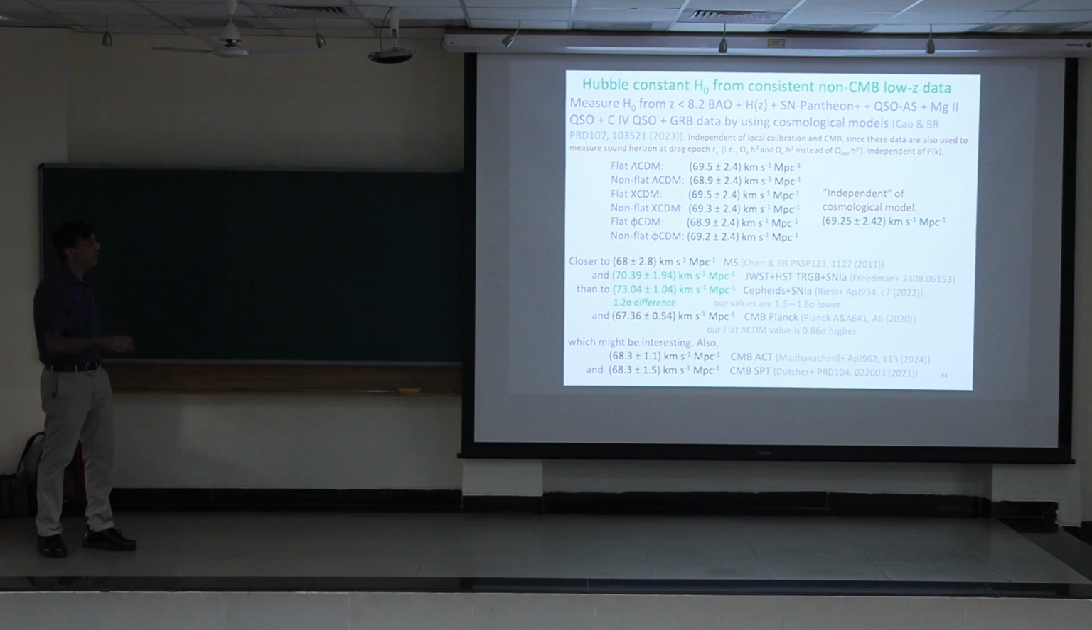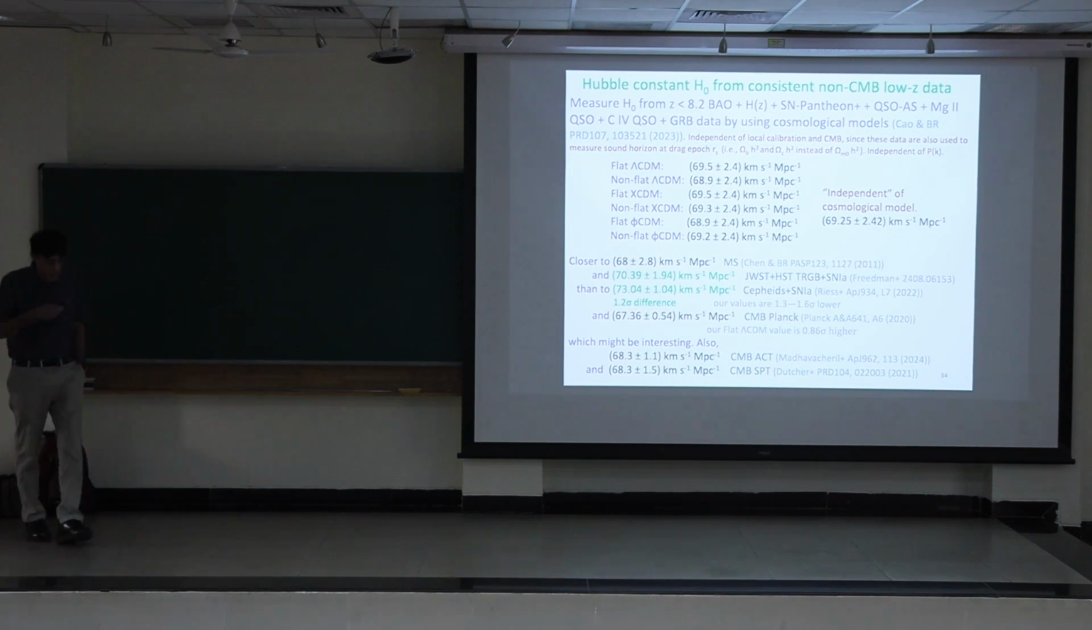There's angular size for quasars. There's reverberation mapping quasars for the MG2 line and the C4 line, and I'll talk more about that. And there's also gamma ray burst data, and the correlations I'm using for that are the Amati correlations. So these go up to a redshift of about 2.7. This goes to a redshift of 1.9. That's a redshift of 3.4. That's a redshift of 8.2.